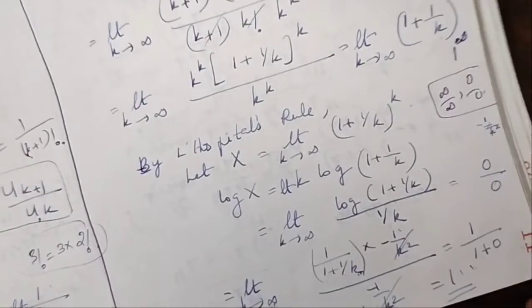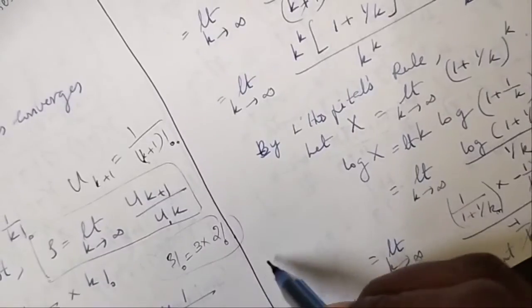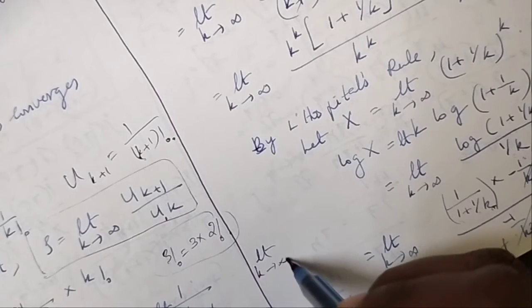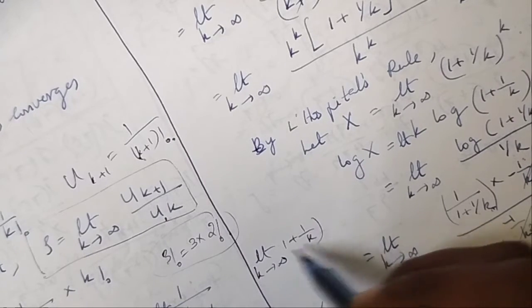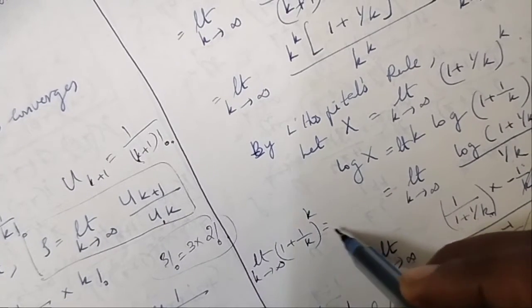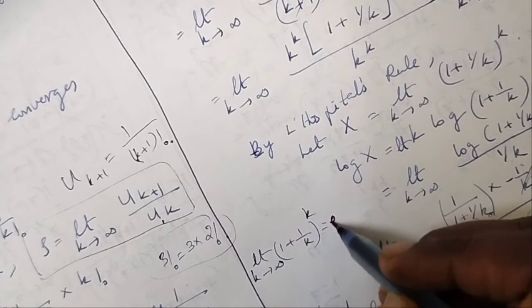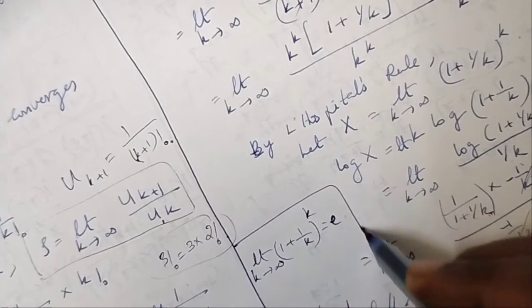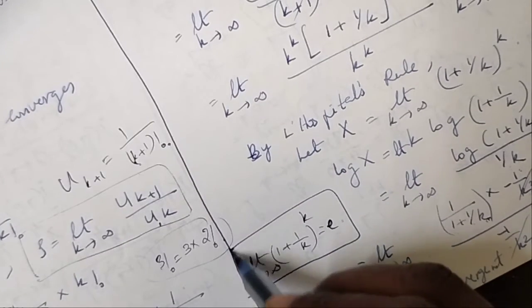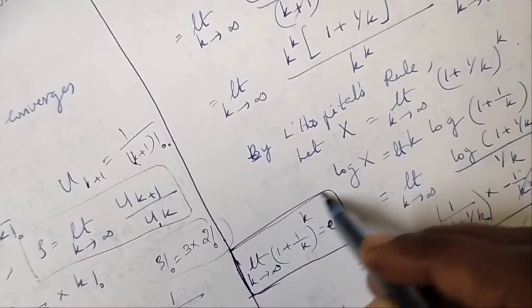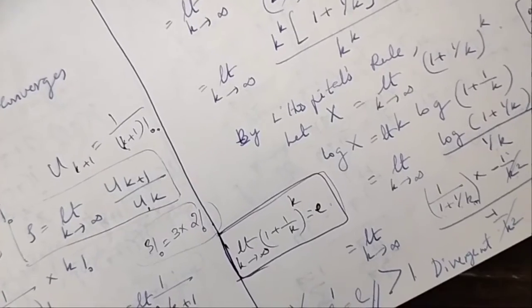Okay. So if you study this formula, limit k tends to infinity, 1 plus 1 by k, the whole raised to k, is e. So please note it as a formula.